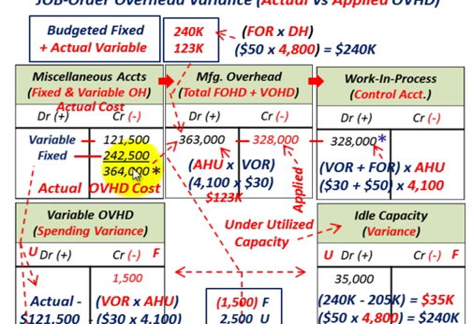So we've got a difference here. Our actual overhead, $364,000, versus the $328,000 in our total applied amount of overhead based on our actual hours used and our overhead rates. And then we also have a difference based on the budgeted amount, that budgeted fixed and our actual variable amounts. So the first thing we want to do is compare our actual overhead, $364,000, to what we've budgeted and our actual variable at $363,000.